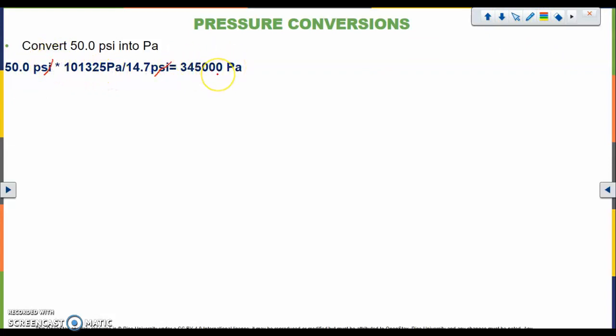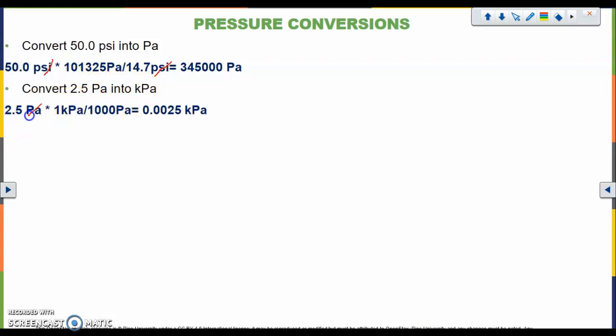And we're actually just left with pascals. And again, this time I'm actually following the rules of significant digits. So we have 3 significant digits, and the answer is 345,000 pascals. Okay. Similarly, if we try to convert pascals into kilopascals, just remember your metric system prefixes. There's always 1,000 pascals in a kilopascal, so we do the same thing. Eliminate the pascals, and what we have is 0.0025 kilopascals.